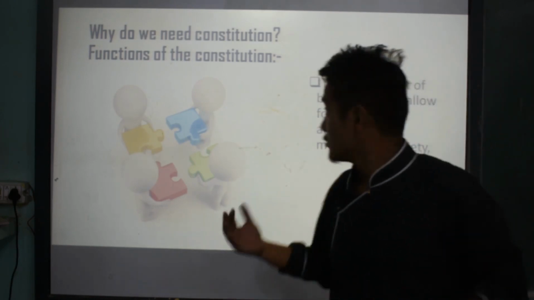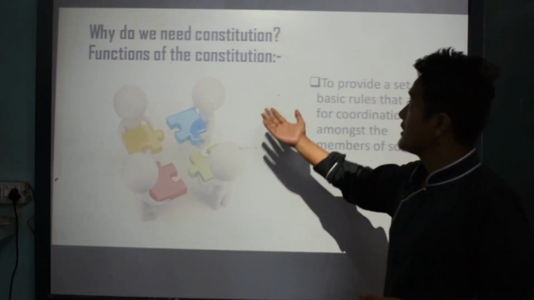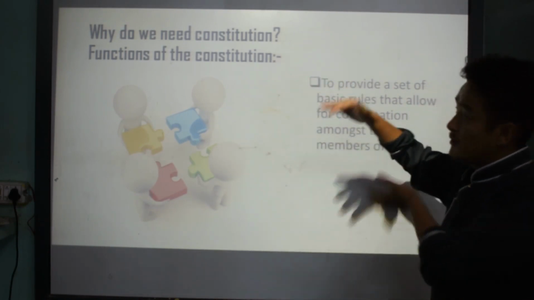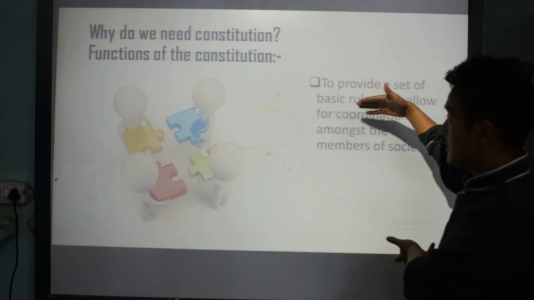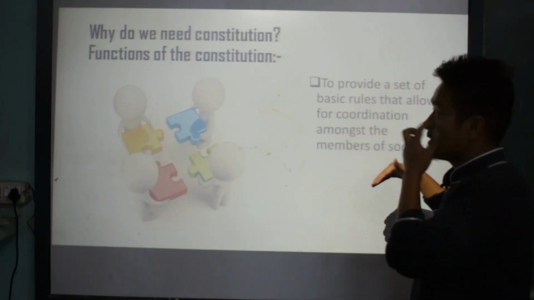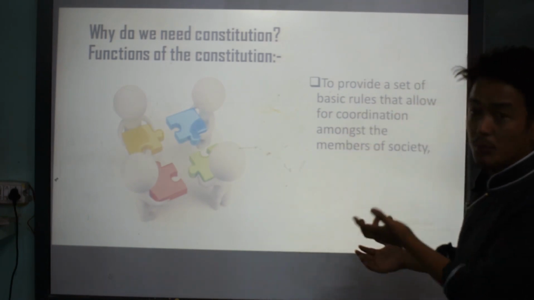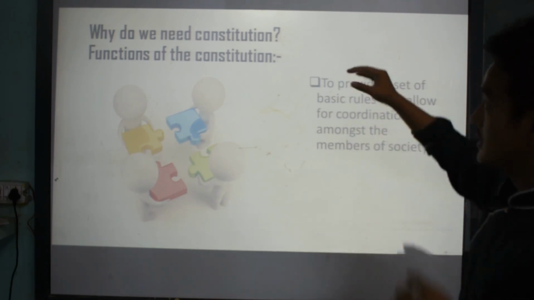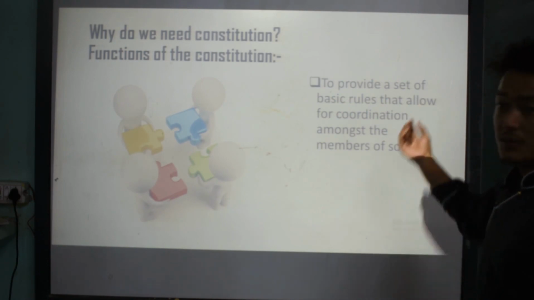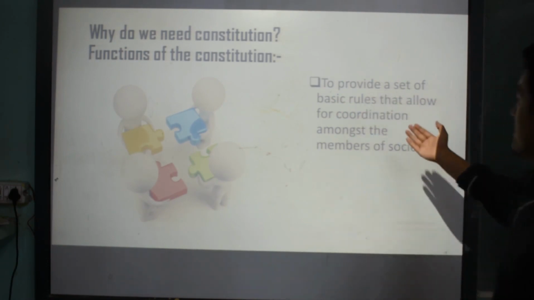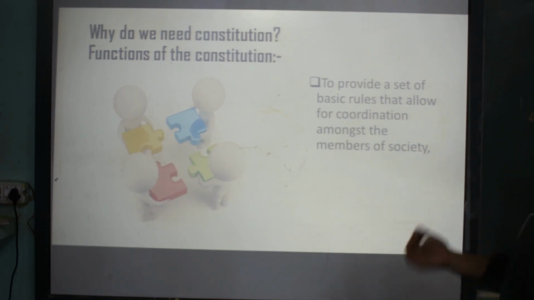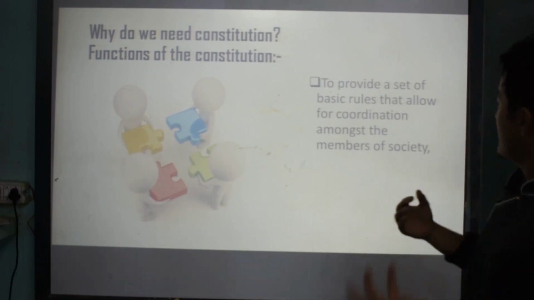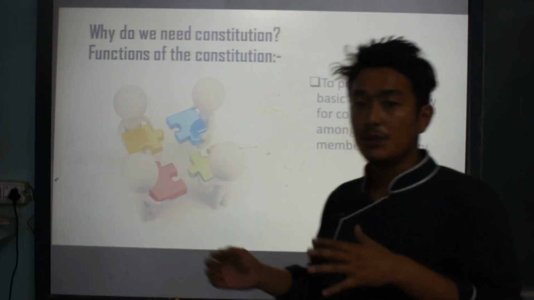Okay, so in this slide we will discuss another topic, that is why do we need a constitution, and at the same time we will also discuss the functions of the constitution, because both topics have a number of points which will answer both. Both topics have quite similar points, so that's why we are discussing them in the same slide. One of the important functions it performs is to provide a set of basic rules that allow for coordination among the members of the society. So what the Constitution does is it allows coordination within the members of the society.